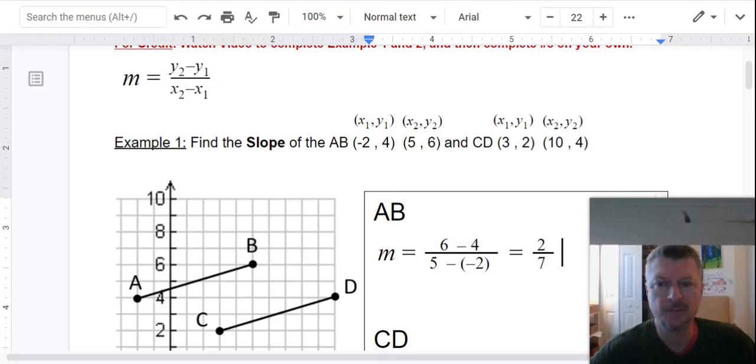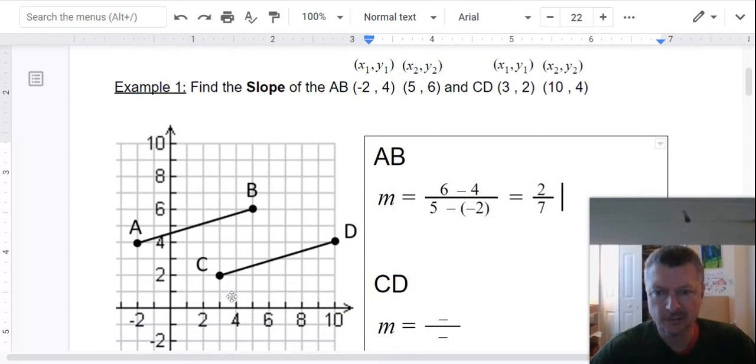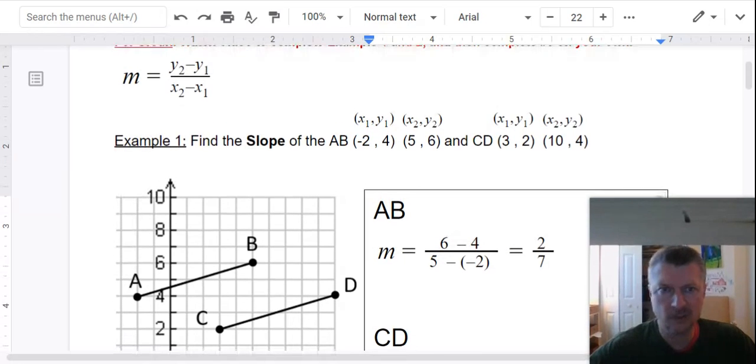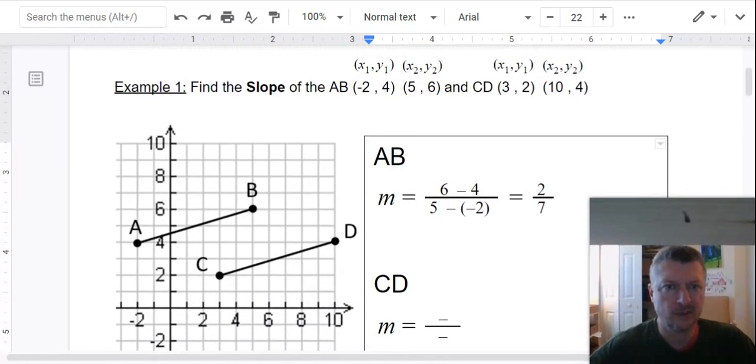Okay, so the second one, you have 3, 2. There's 3, 2. And 10, 4 right here. 10, 4, right? That's CD. All right. So again, formula y2 minus y1. So we have y2 is 4. Y2 is 4. And y1 is 2. And again, I marked that up there.